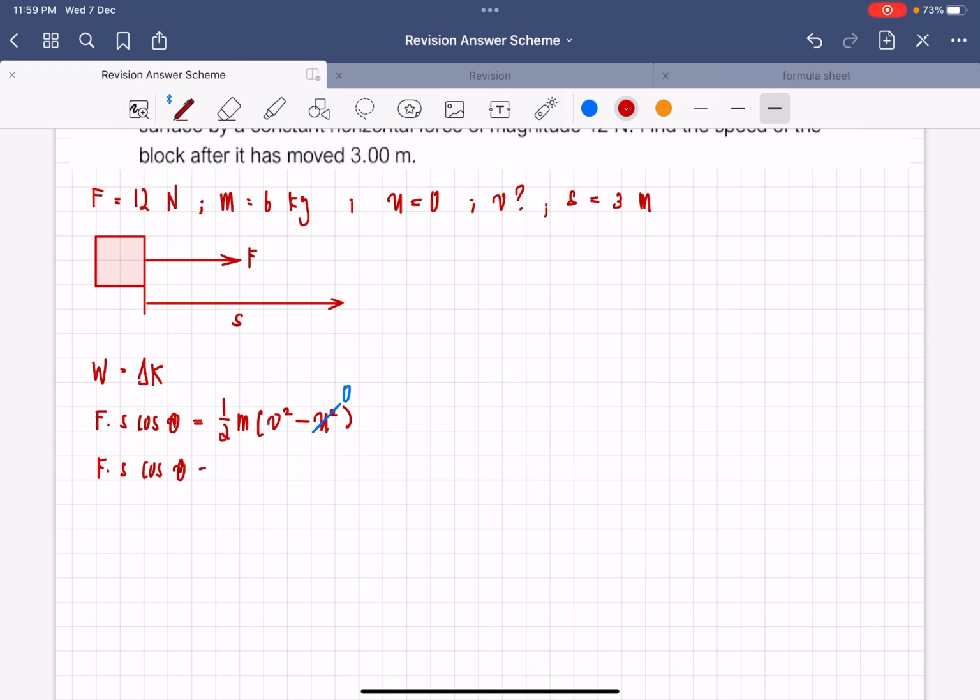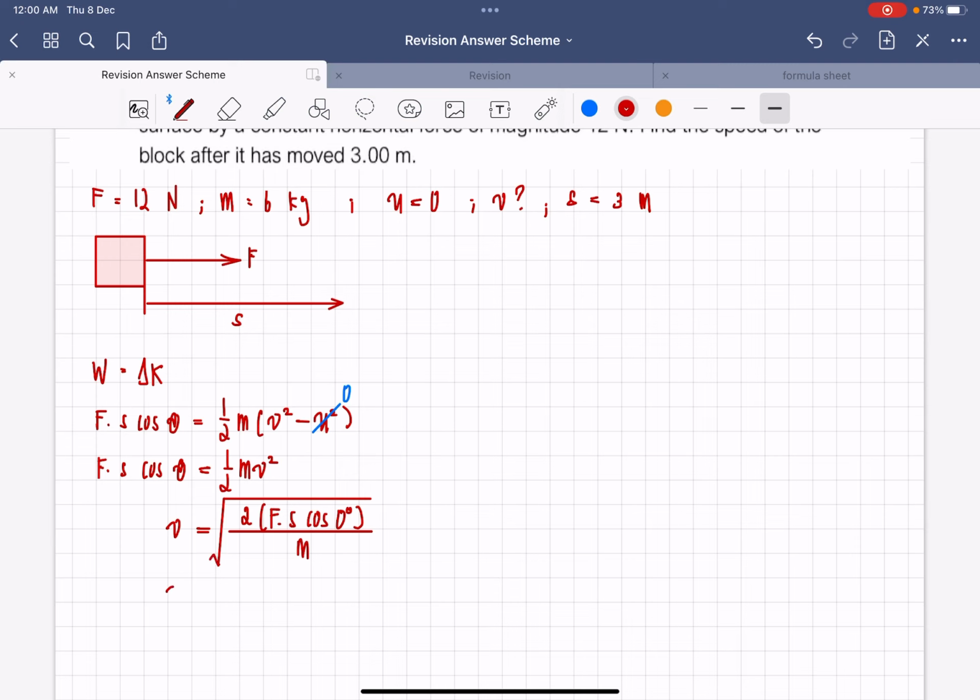But theta is equal to what? It will be equal to 0, because the force and the displacement are parallel to each other. So theta is equal to 0 degree. So v is equal to the square root of 2 F s cos 0 degree over m.